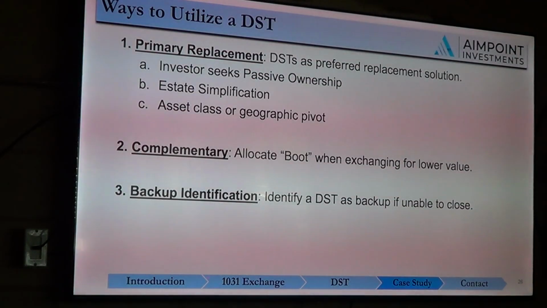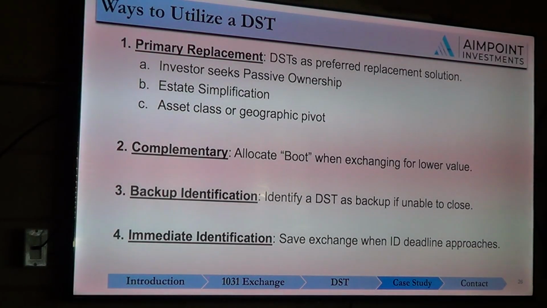A backup identification. So this is where we're on day 44. We found 2 properties we like, but neither of them are under contract. In that case, let's definitely put a DST as your third option. If you find property defects on property 1 and property 2, you have the DST available to you to complete the exchange into. So that's a simple backup ID. So even if you're considering an exchange and you have no interest in DSTs, I want you to know about them because in the complementary or backup ID situation, there's still an important use in the exchange. And then finally, the immediate identification. This is where we're late stage ID window and we just need something now.